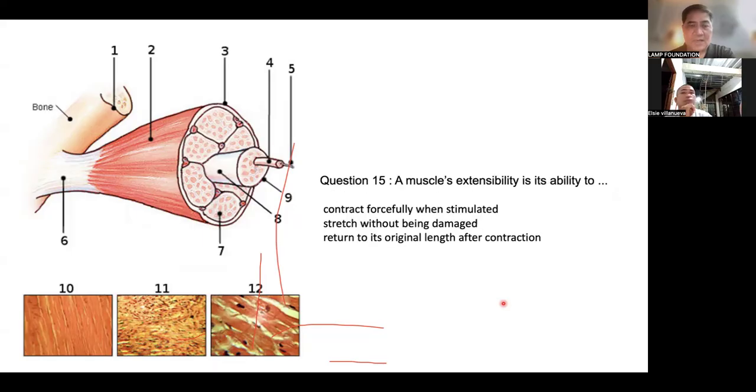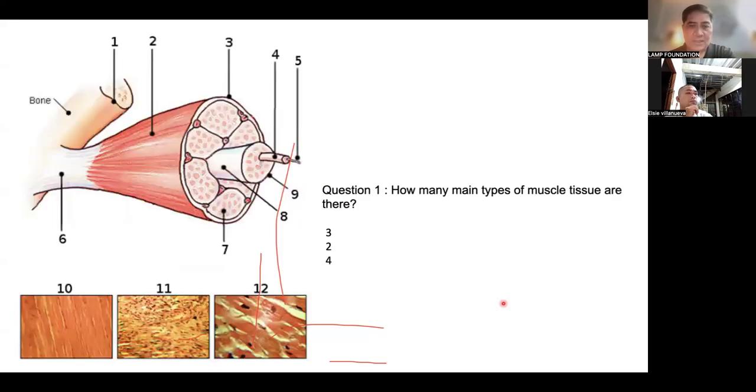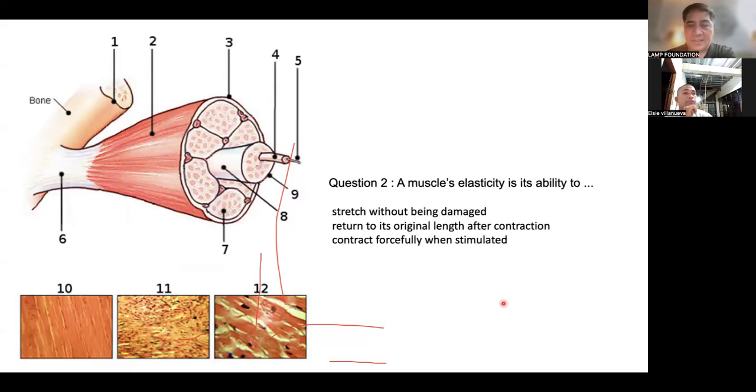Which type of muscle tissue is found in blood vessels? Smooth. Muscle's extensibility is its ability to stretch without being damaged. How many main types of muscle tissue are there? 3. A muscle's elasticity is its ability to return to its original length after contraction.